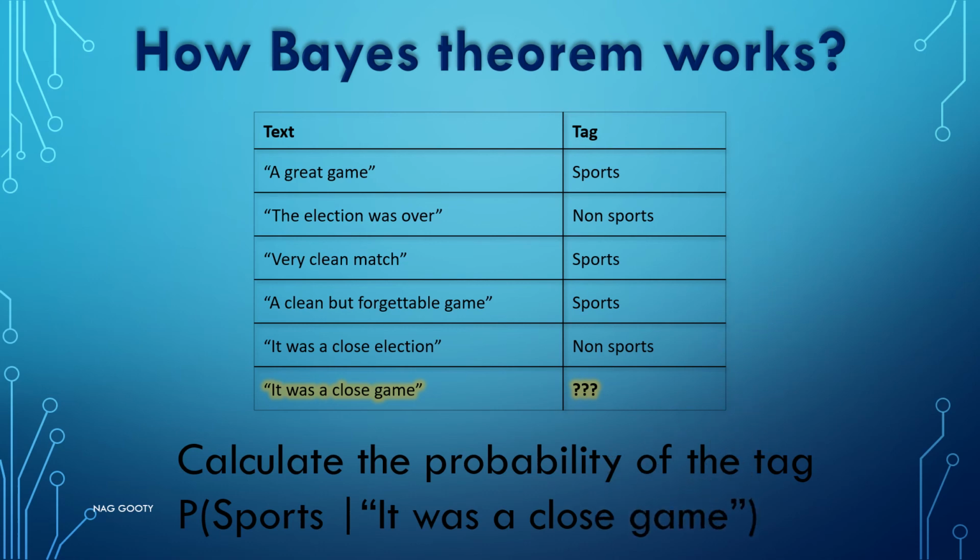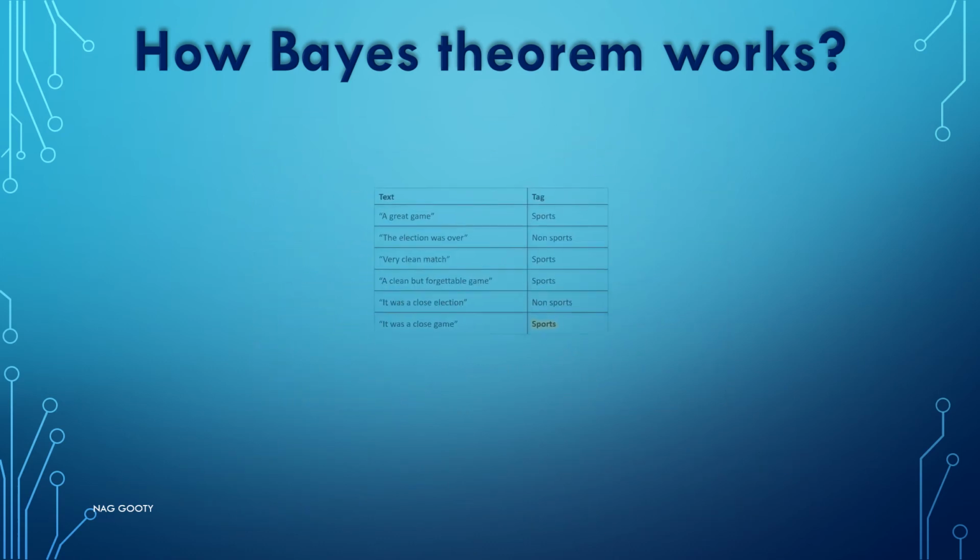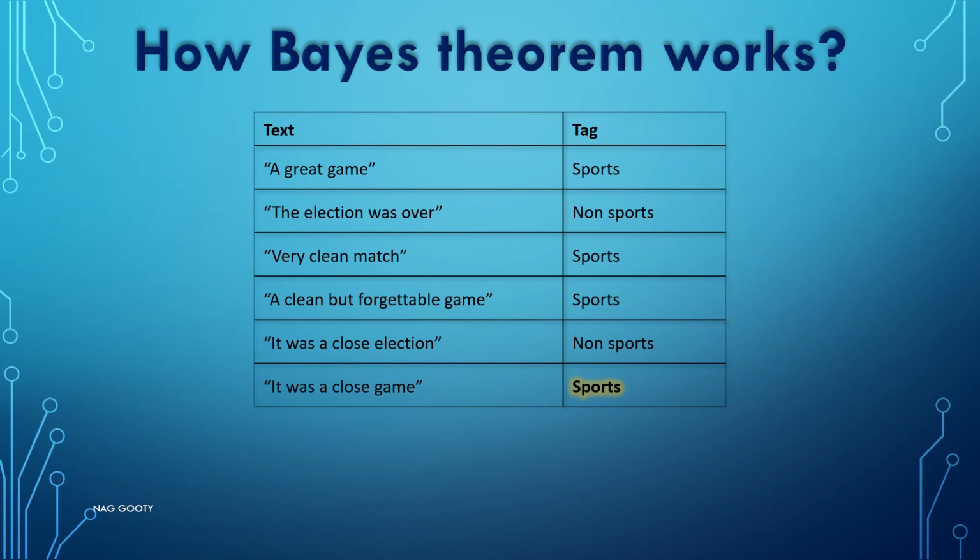Naive Bayes will count each word occurrence in the training data set against all the data we have. For example, it will identify the word game is included in the text which are in the training data set. It will count two occurrences of the word game in the training data set. One in the text "a clean but unforgettable game" and two in the text "a great game." Hence, "it was a close game" will also be classified under sports tag. This way, the tag value will be assigned with the class having highest probability. This is just a simple example for understanding purpose. In reality, it is a very powerful algorithm capable of handling more complex data.